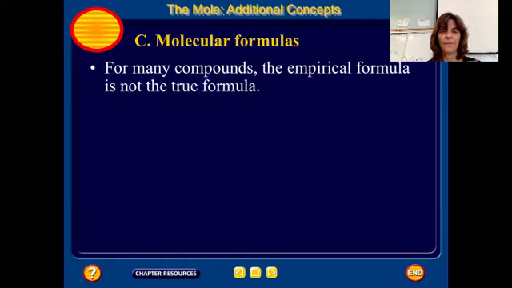Good job. Now, molecular formulas are, as we stated earlier, that form in which the compound actually exists in the natural world. So it's usually either the empirical formula ratio or some higher multiple of it. Same ratio, but different multiple.